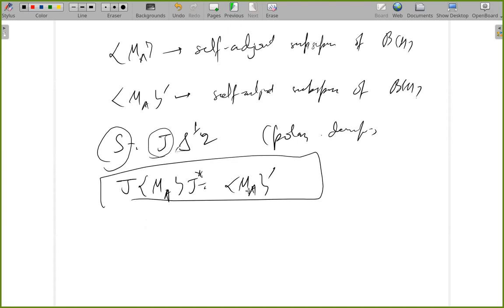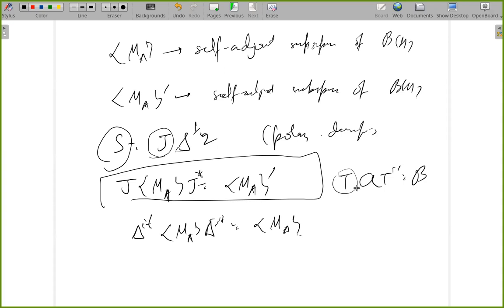So J MA J star is MA prime, and delta to the IT MA delta to the minus IT is equal to MA, right? That was the corollary that we had. If we have A and B such that TAT inverse is equal to B, and you do a polar decomposition, then first of all A and B are unitarily equivalent, implemented by the unitary part of T. And then H to the IT, A, H to the minus IT, is a star automorphism. So this is really the statement of Tomita's theorem.